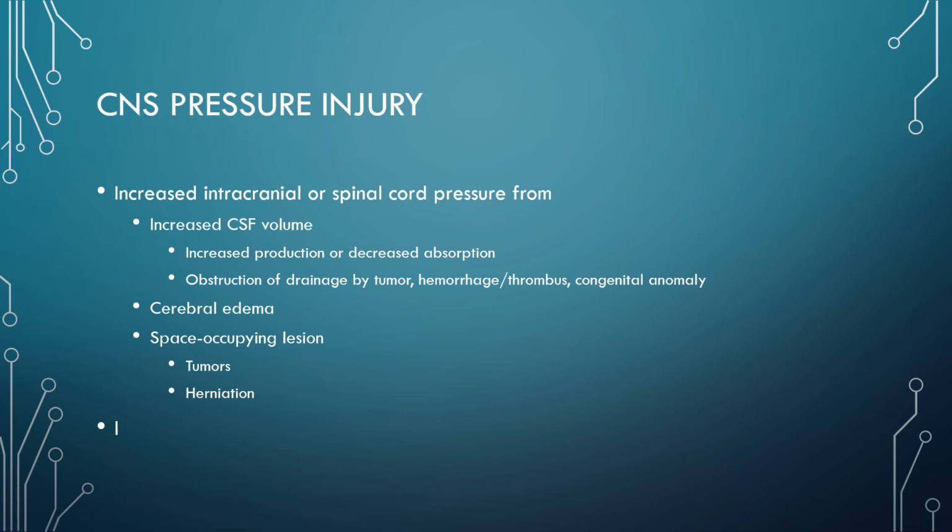You could also have this from increased CSF volume, so something called hydrocephalus, where there's too much CSF collecting or it's not draining, and that you have pressure from that. Blockage of CSF drainage can be from a tumor or a hemorrhage or a clot. There are also congenital anomalies. Some patients are born with anomalies in the brainstem where the CSF doesn't drain nicely.